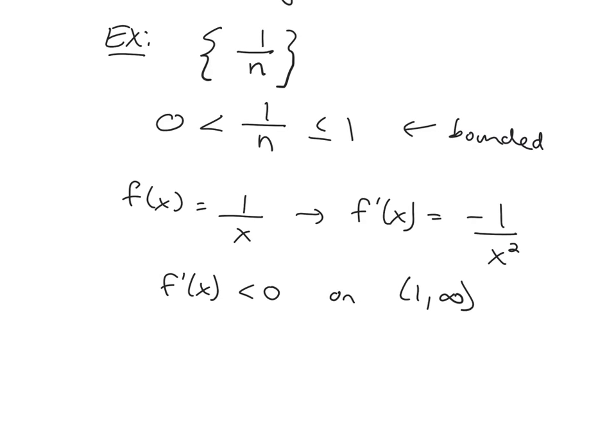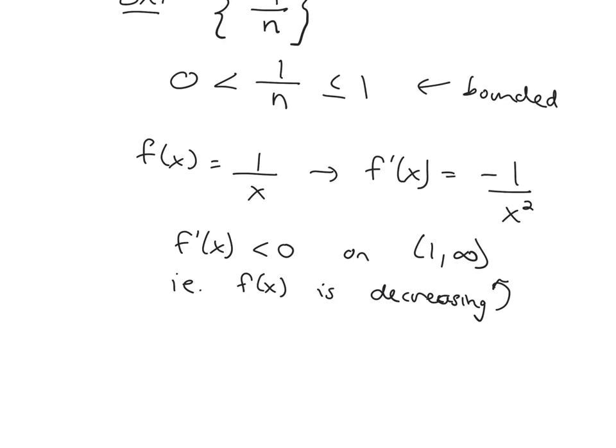And this tells me when your derivative is negative, your function is decreasing, i.e. f of x is decreasing on this interval, which is going to tell me that if I compare f of n to f of n plus 1, f of n plus 1, oops, wrong sign, is smaller. Because these values of n I'm plugging in are inside of that interval 1 to infinity. Okay.